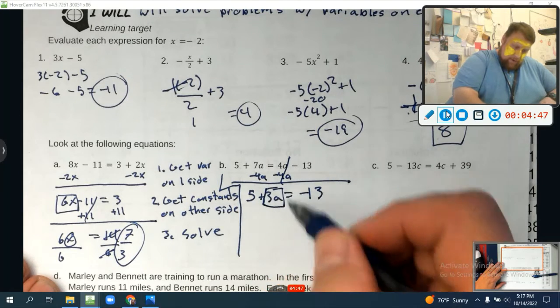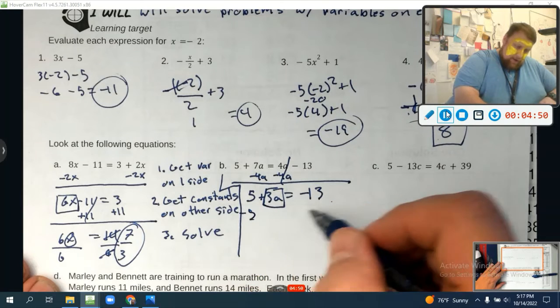Take a minute. Try this last one. See if you can do it on your own. See how far you get. I'm going to take a quick drink, so pause this.